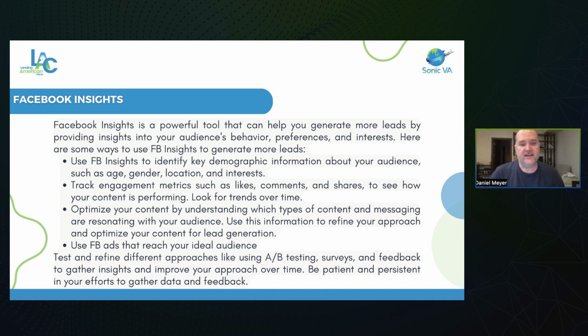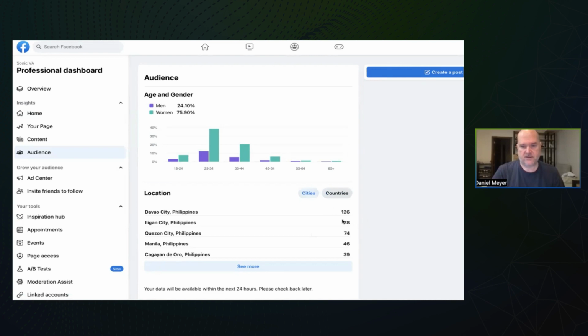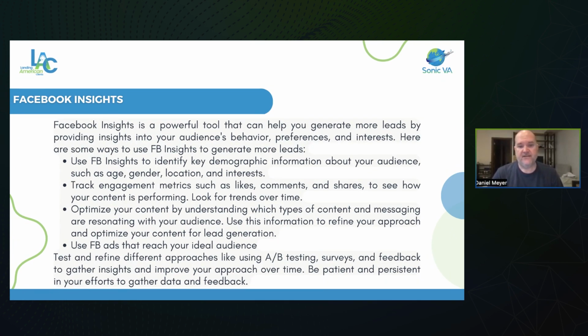Again, what percentage of the followers meet the gender you're looking for? Where do they live, right? So we look again at the Sonic VA page, go back to that, and the breakdown is predominantly women and predominantly people in the Philippines, right? You see the data points: Davao, Iligan, age. So this is what helps you figure out, are you hitting your right demographic target? The insights can help you validate that.